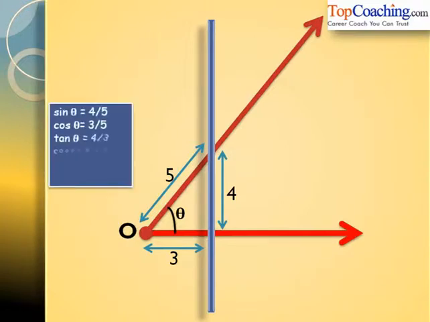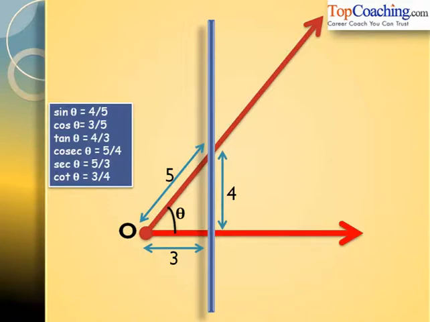So sine of theta would be equal to height upon the hypotenuse, which is equal to 4 by 5. Cos theta would be equal to the base divided by hypotenuse, which is equal to 3 by 5. Tan of theta would be equal to height divided by the base, which is 4 by 3.